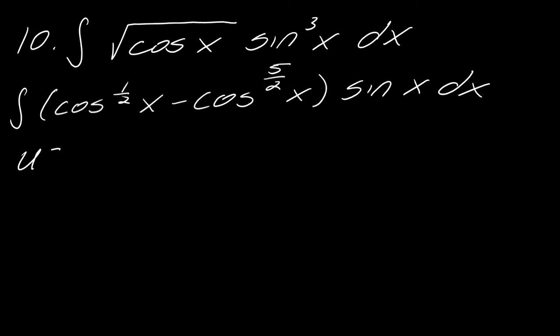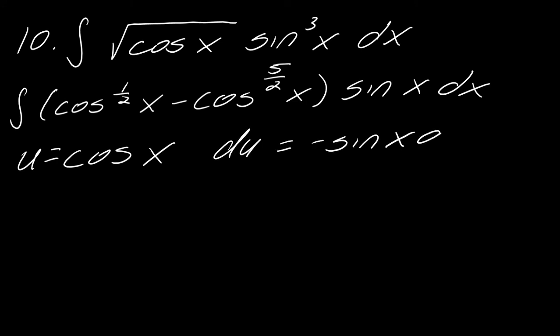Okay, so my u in this case is just going to be cosine of x, and then my du will be negative sine of x dx. Make sure that you're not messing up with the positives and the negatives when you're doing this. Something that's so cruel with derivatives and integration is that when you take the derivative of cosine, the derivative is negative, but when you integrate cosine, it stays positive.